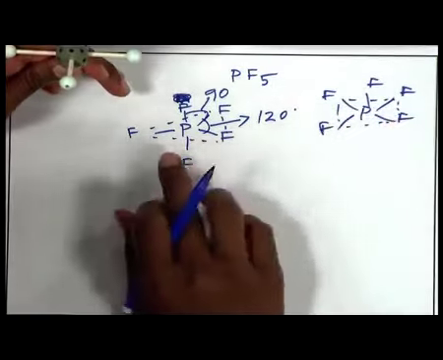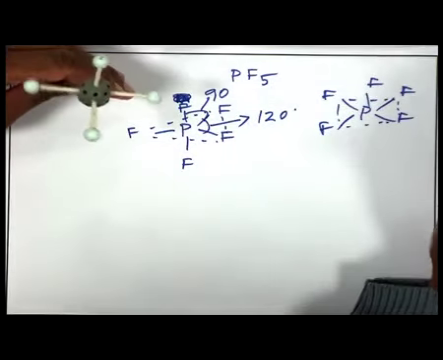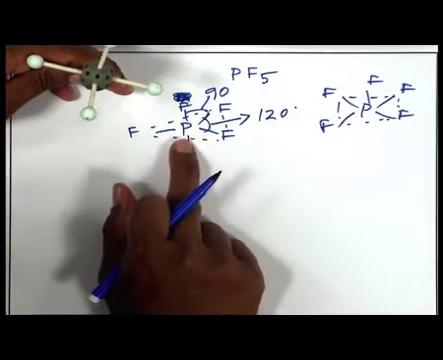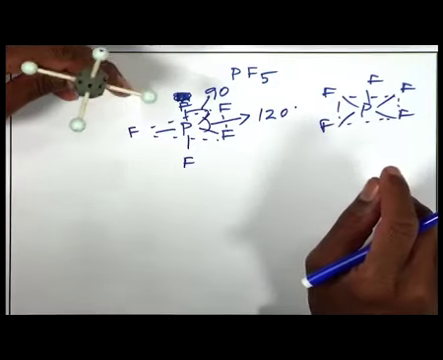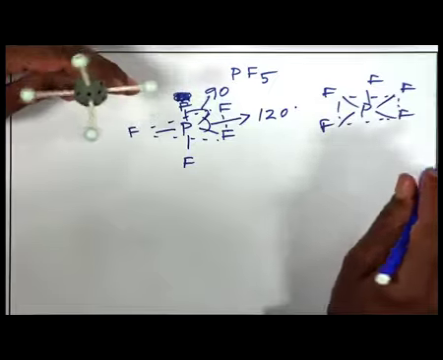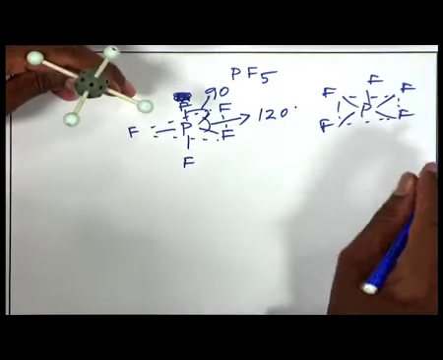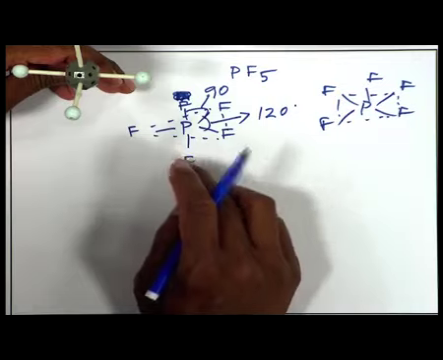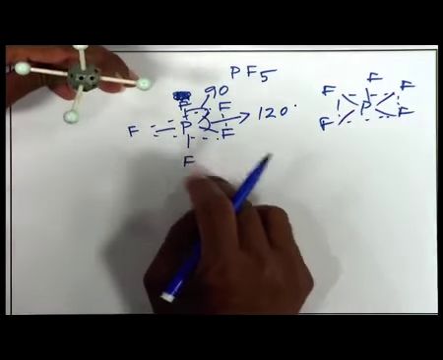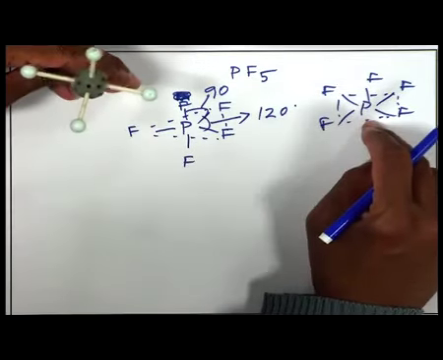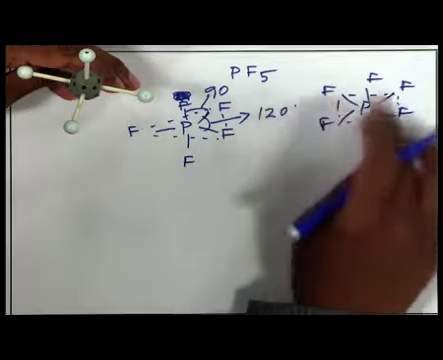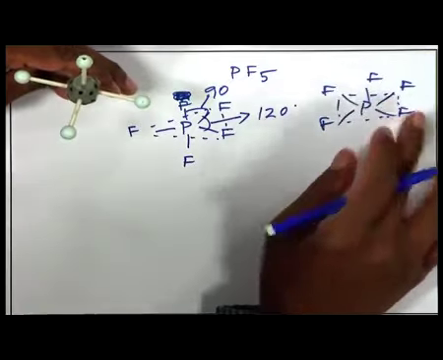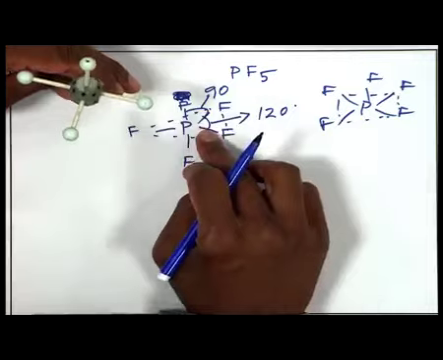So then the question is, which is the correct structure arrangement? Energetically, if you look at the energy values of these two arrangements, this one is slightly lower compared to the other. Most of the five-coordinated compounds have this trigonal bipyramidal geometry only. Trigonal bipyramidal geometry is a favorable geometry for five-coordinated compounds compared to square pyramidal geometry, because the energy of that arrangement is slightly higher. However, several molecules are known having that type of geometry, but most of them have this one.